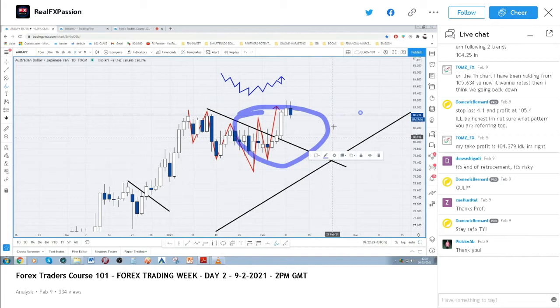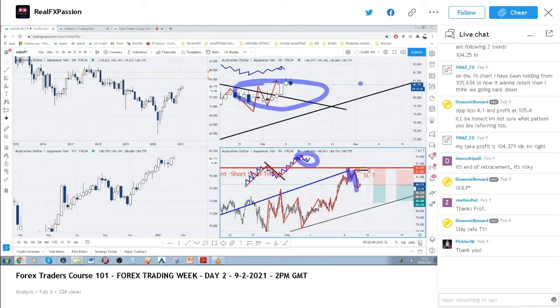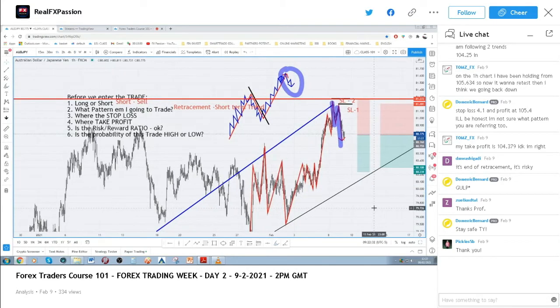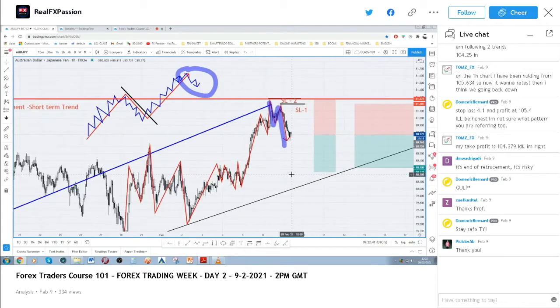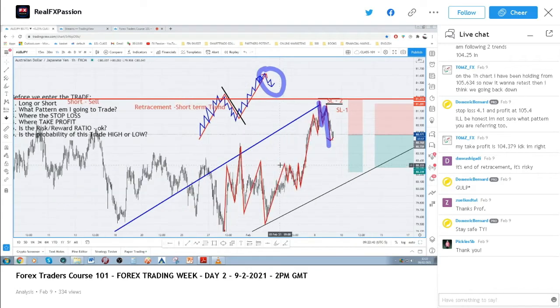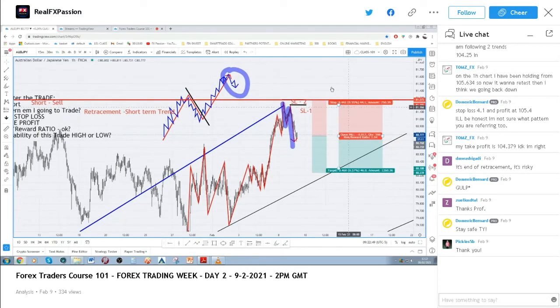Okay. So here is the question. Can we enter the trade shorting the market? What is the answer? Can we enter shorting the market on the AUD JPY 1 hour chart? Can we take this retracement trade? Yes, we can, right?